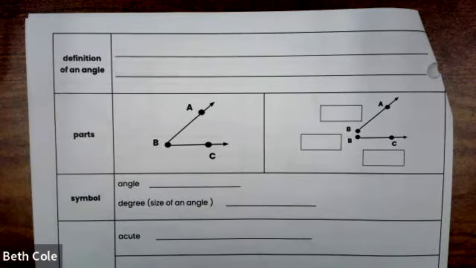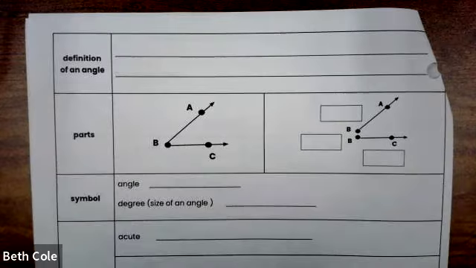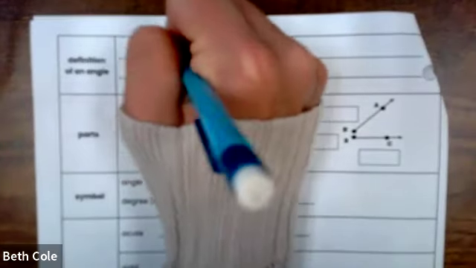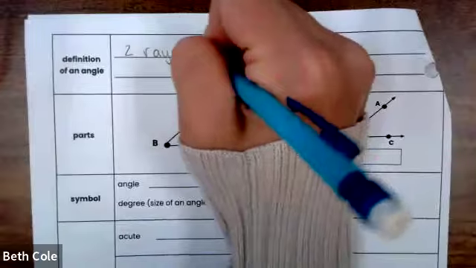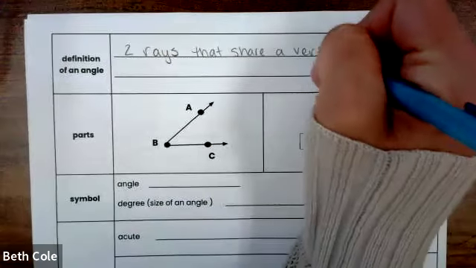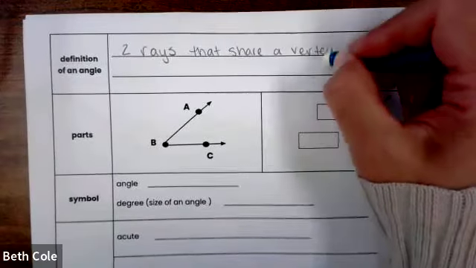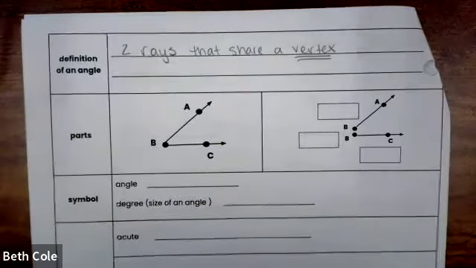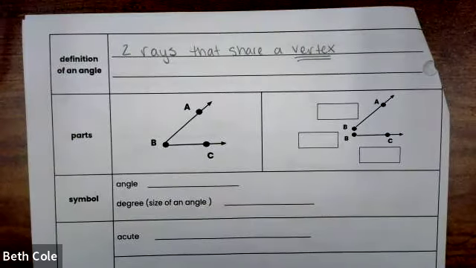So first, definition of an angle. I know you can all look at something and know what an angle is just from being alive until high school. But the official geometry definition is two rays that share a vertex. The vertex is the place where they meet, and that's the center point. So two rays, the rays are like the clock hands, and they share a vertex.